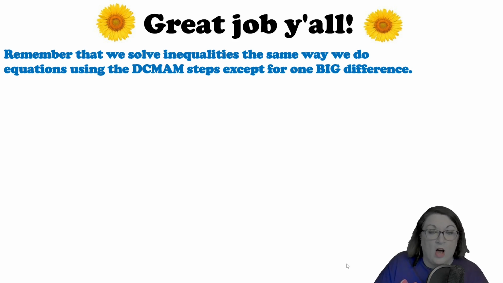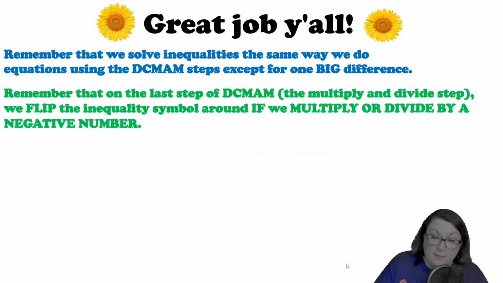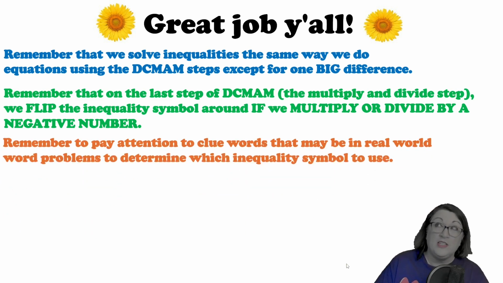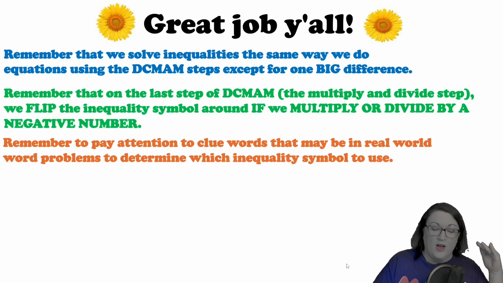So remember that we solve inequalities the same way we do equations using the DCMAM steps, except for one big difference. Remember that on the last step of DCMAM, the multiply and divide step, we flip the inequality symbol around if we multiply or divide by a negative number. So we have to reverse that symbol if we're multiplying or dividing by a negative. The inequality does not have to have a negative answer. It's what you're dividing or multiplying by that counts, right?